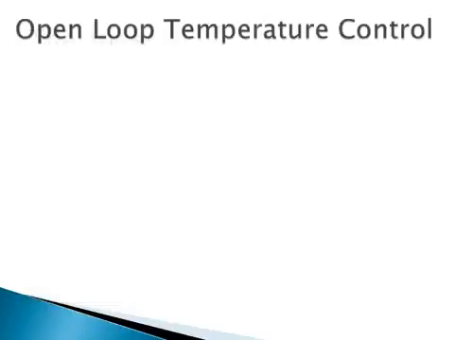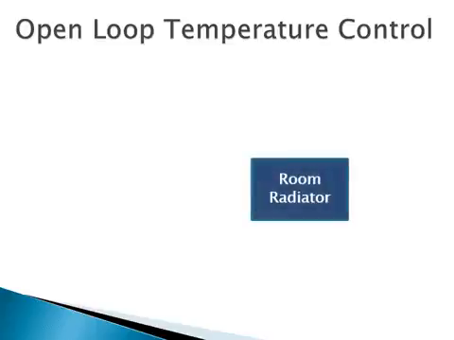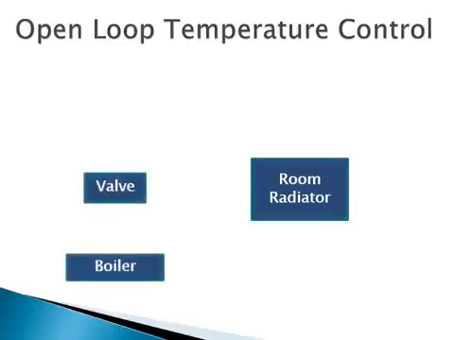First of all, we would be discussing the open loop implementation for controlling the temperature in a room. For this purpose, we generally have a device known as a room radiator. Along with this, we have a valve which would be controlling the amount of steam flowing into the radiator. Also, we have a boiler which would supply all the steam required for this purpose.